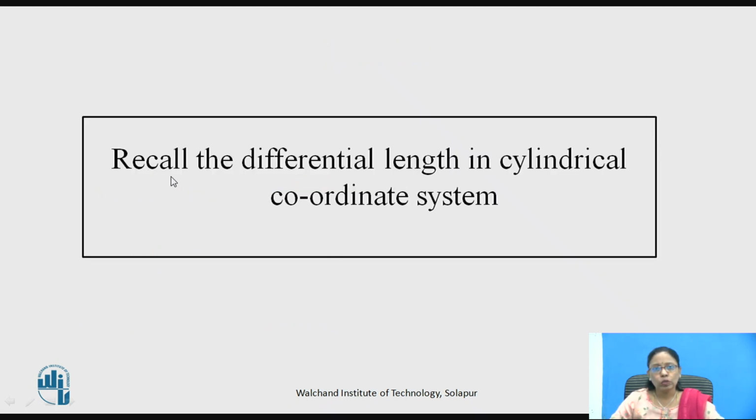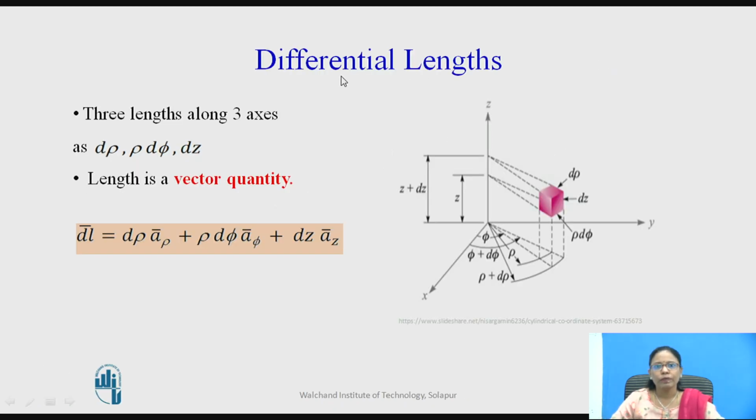When I want to write dl bar, let us recall the differential length in the cylindrical coordinate system. I have prepared a video on the different coordinate systems. So here in the cylindrical coordinate system, let us see what dl bar, the vector quantity of length, also called differential length, will be. For this small section of a cylinder, there are three lengths which I can represent along the three axes of rho, phi, z as d rho, rho d phi and dz.